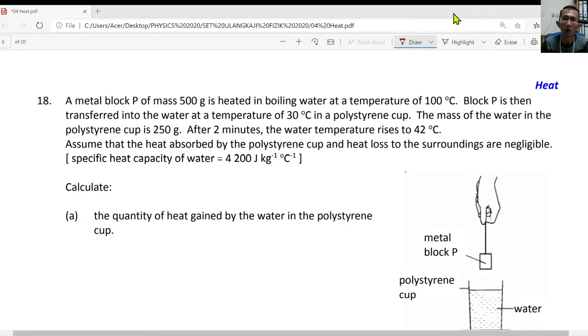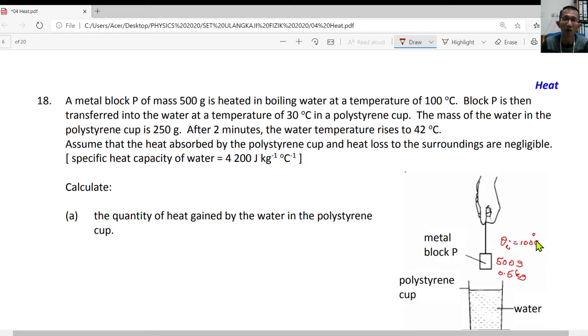Hello, we meet again and continue with question number 18. Now we have a metal block P of mass 500 gram, so the mass of this metal block P is 500 gram, or maybe I just put this in kilogram, that would be 0.5 kilogram. It is heated in the boiling water at the temperature of 100 degrees Celsius. So that would be the initial temperature for the metal block P, 100 degrees Celsius.